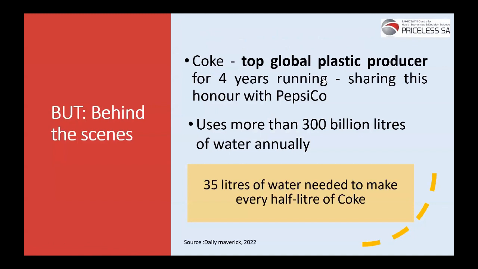What we don't also know is that Coke is the top global plastic producer for 4 years running, and they share this honor with PepsiCo. So not only are they ruining our health, but they are also ruining our planet. And in a country that is really water scarce, and as you know, WASH is incredibly important for children, Coca-Cola uses more than 300 billion liters annually. 35 liters of water are needed to make every half liter of Coke.